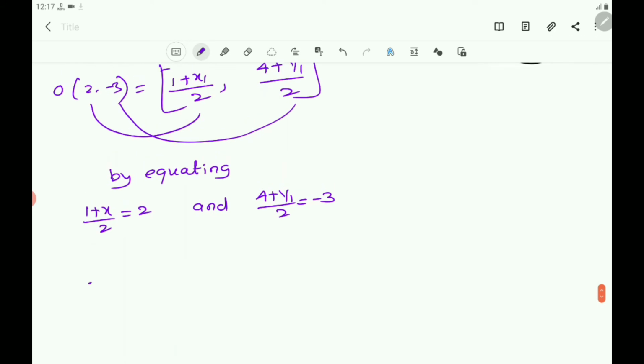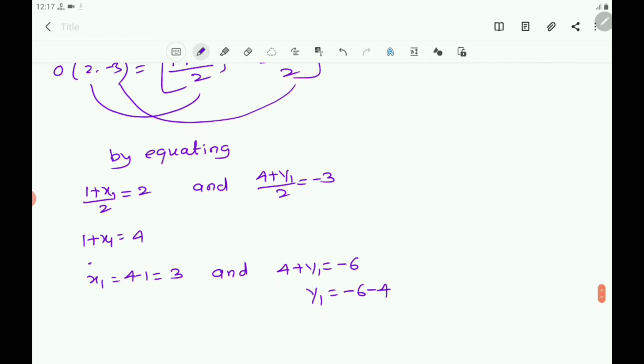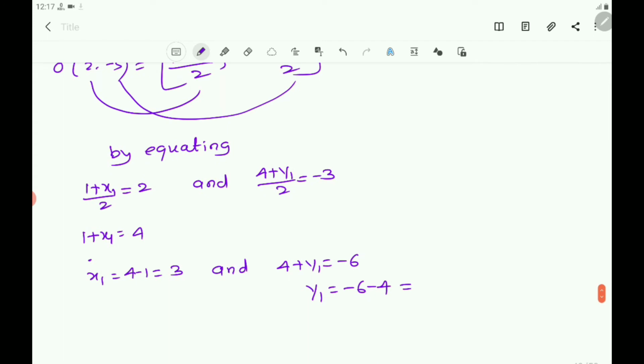Then it is 1 plus x1 equals 2 twos, cross multiply, 4. So x1 equals 4 minus 1 equals 3. And 4 plus y1 equals minus 3 into 2, minus 6. So y1 equals minus 6, transfer that 4 to the RHS. It becomes y1 equals minus 6 minus 4. The sum of minus 6 and minus 4 is minus 10. So you got x1 equals 3, y1 equals minus 10.